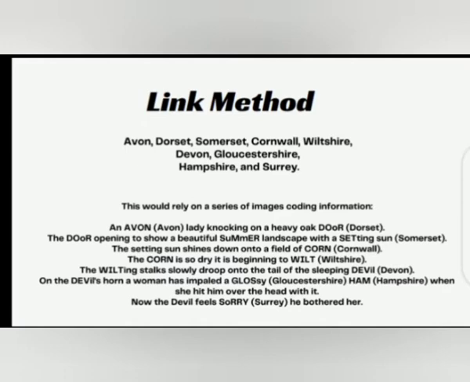Now, the counties are Avon, Dorset, Somerset, Cornwall, Wiltshire, Devon, Gloucestershire, Hampshire, and Surrey. And we want to see how we can link each of them so that you can remember it anytime you want to, and it resurfaces quickly in your memory. Let's use this example that is here. So now the sentences are short for you to just remember them.